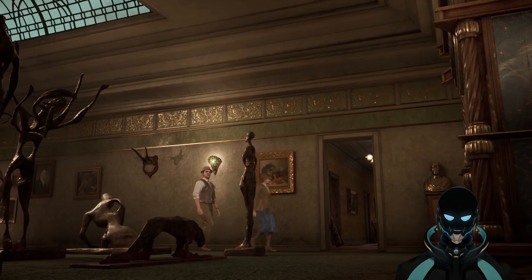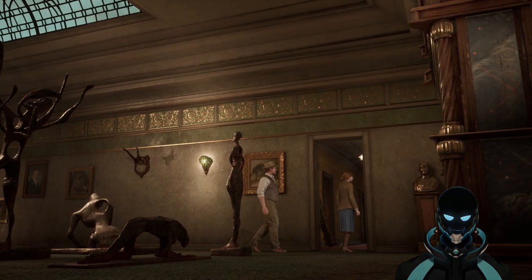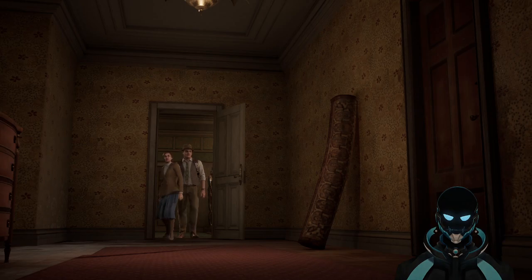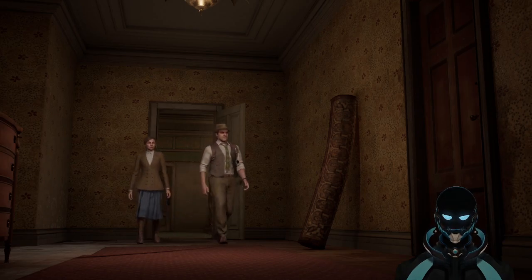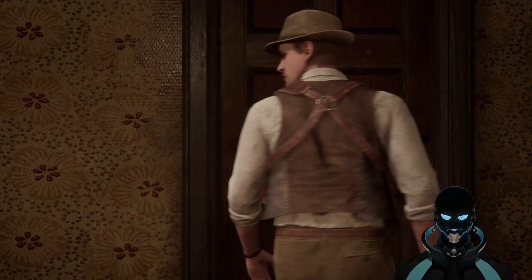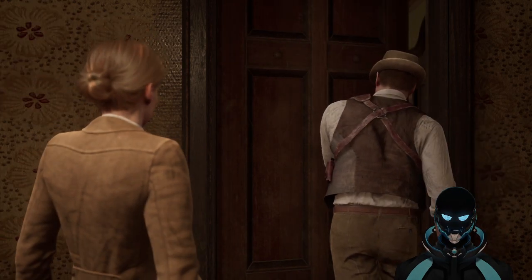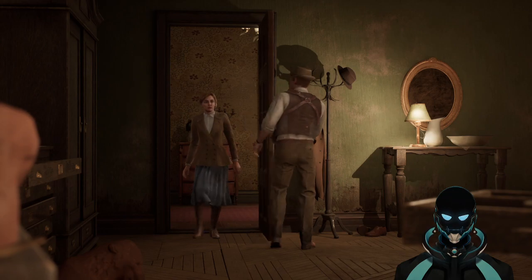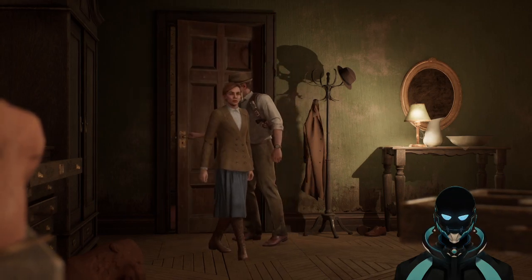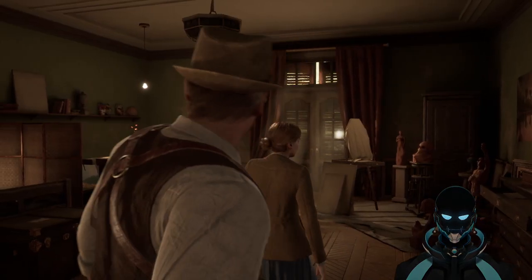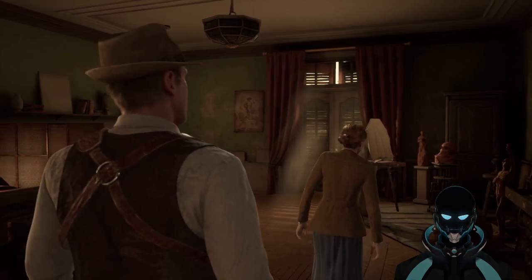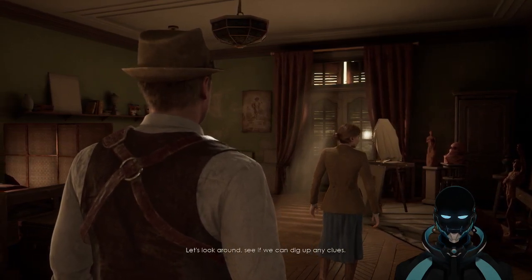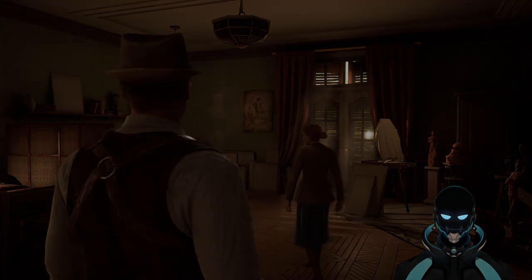That's an interesting door. Oh, they have shader compilation issues. I wish I had turned on preload. All right. Here we are. Let's look around. See if we can dig up any clues.